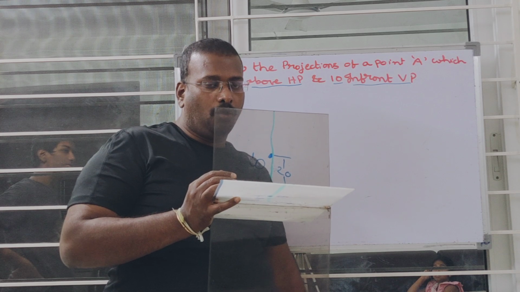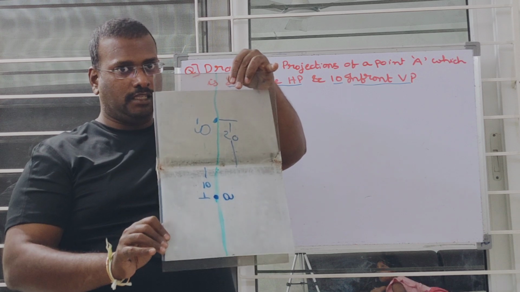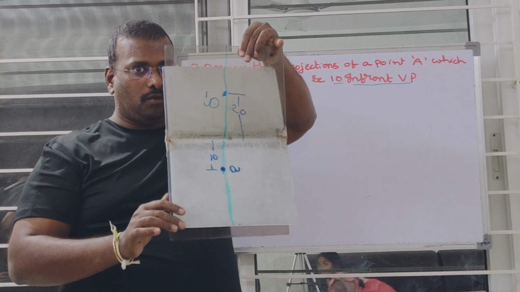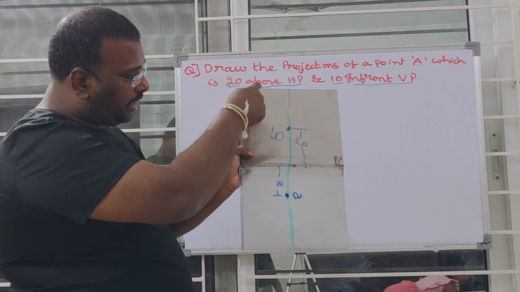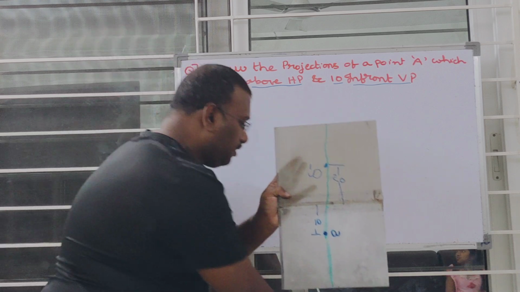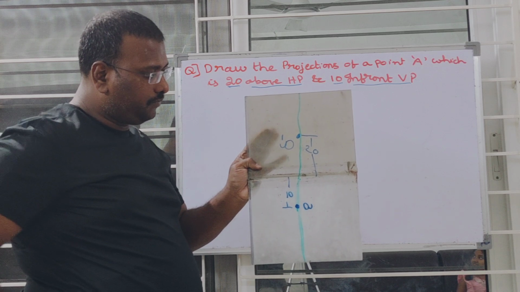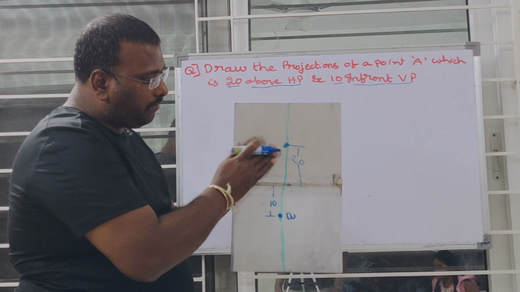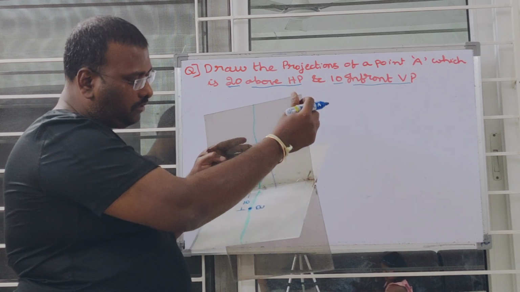Then what do I have to do? We have to rotate the horizontal plane clockwise by 90 degrees, considering you are the observer. Once you rotate it clockwise 90 degrees, whatever diagram we obtain here is considered the projection of a point. So here, if you observe, this particular dot is my A dash. This particular dot is our A dash.